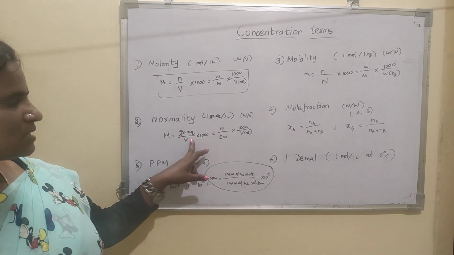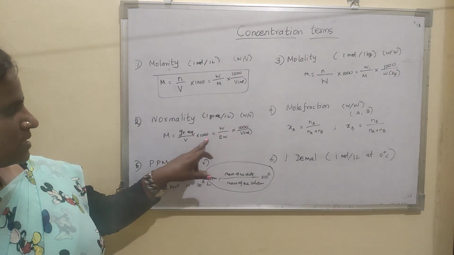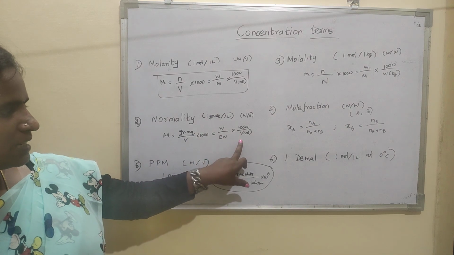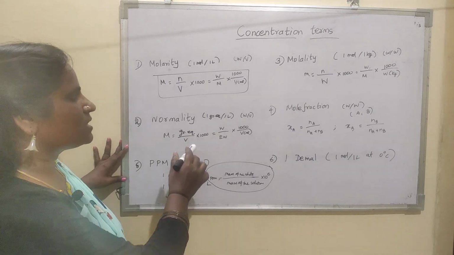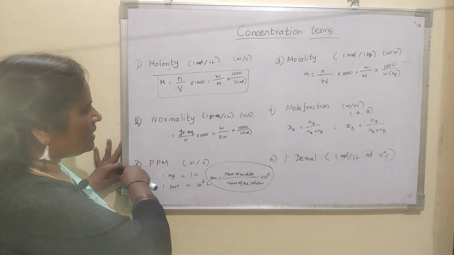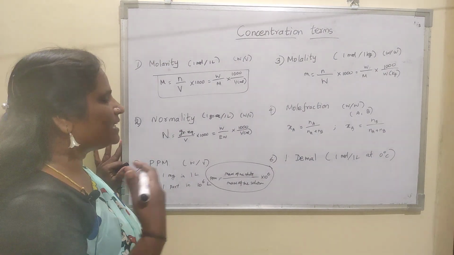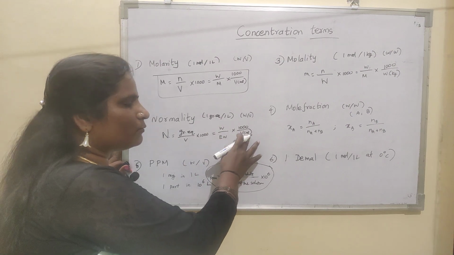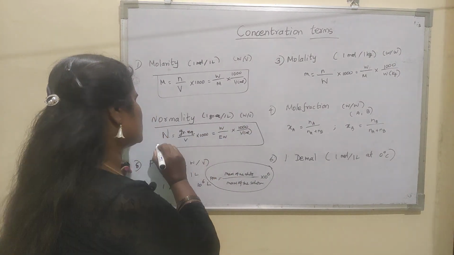So gram equivalence is nothing but weight by equivalent weight, and with the given volume it is into 1000 by V, which it carries here. So if you know how to calculate the gram equivalence and the given volume, you can directly calculate the normality using this formula. If they have given the weight, the equivalent weight and the given volume, using this formula also we can calculate the normality.